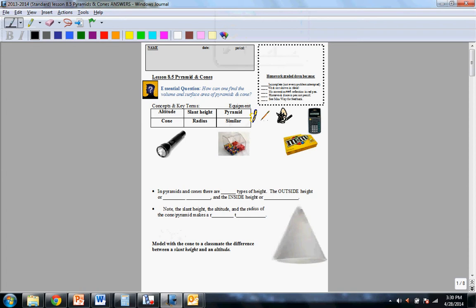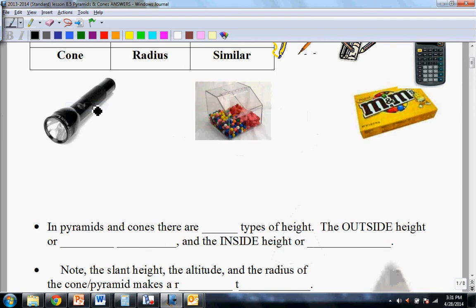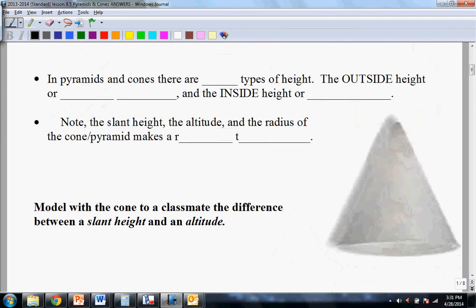Okay, students, this is lesson 8.5, the teacher summary. We're going to be talking about pyramids and cones this time. Pyramids and cones. When you deal with pyramids and cones, there's actually two kinds of height.